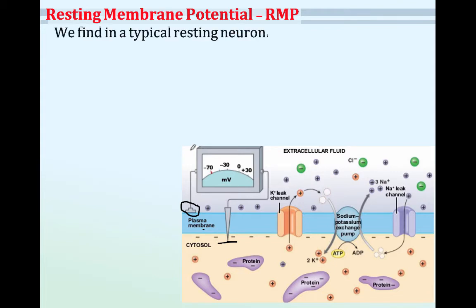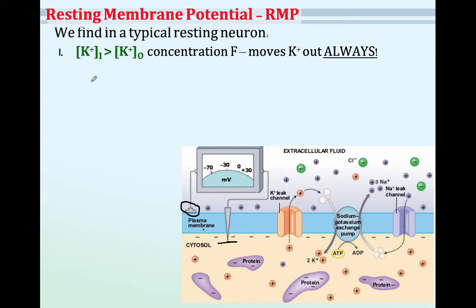When we look at a typical neuron at rest, we find, actually we find this all the time. Doesn't matter whether the neuron is at rest or not. The concentration of potassium inside the cell is far greater than the concentration of potassium outside the cell. And so we've got this strong concentration force that is always moving potassium out of the cell through these things called potassium leak channels. These are proteins. They are always open. Potassium is always diffusing out of the cell.